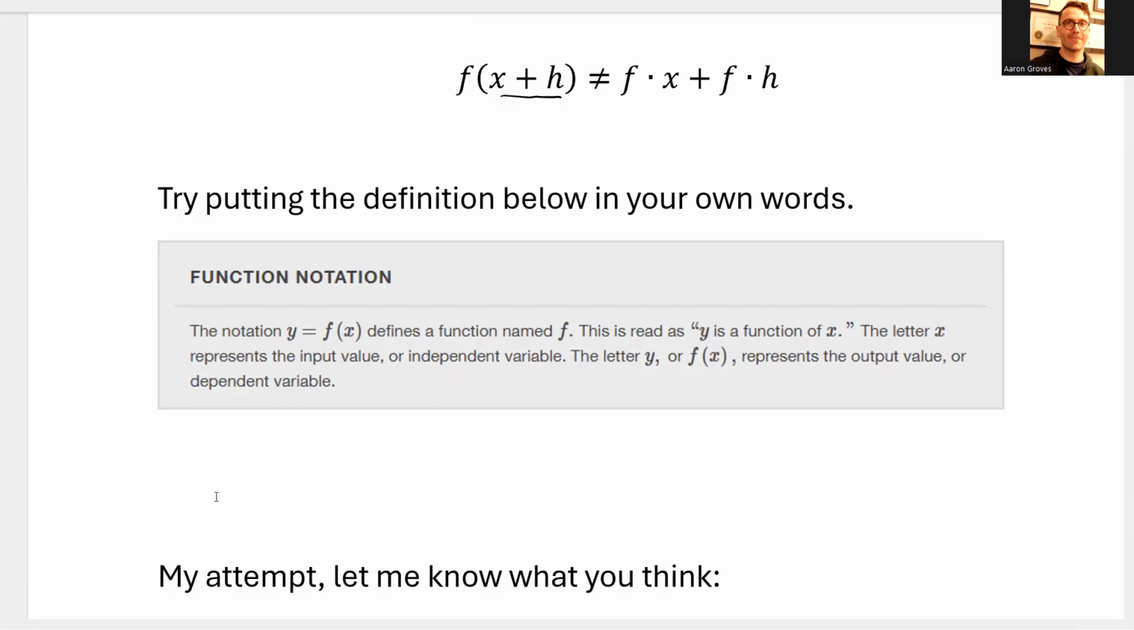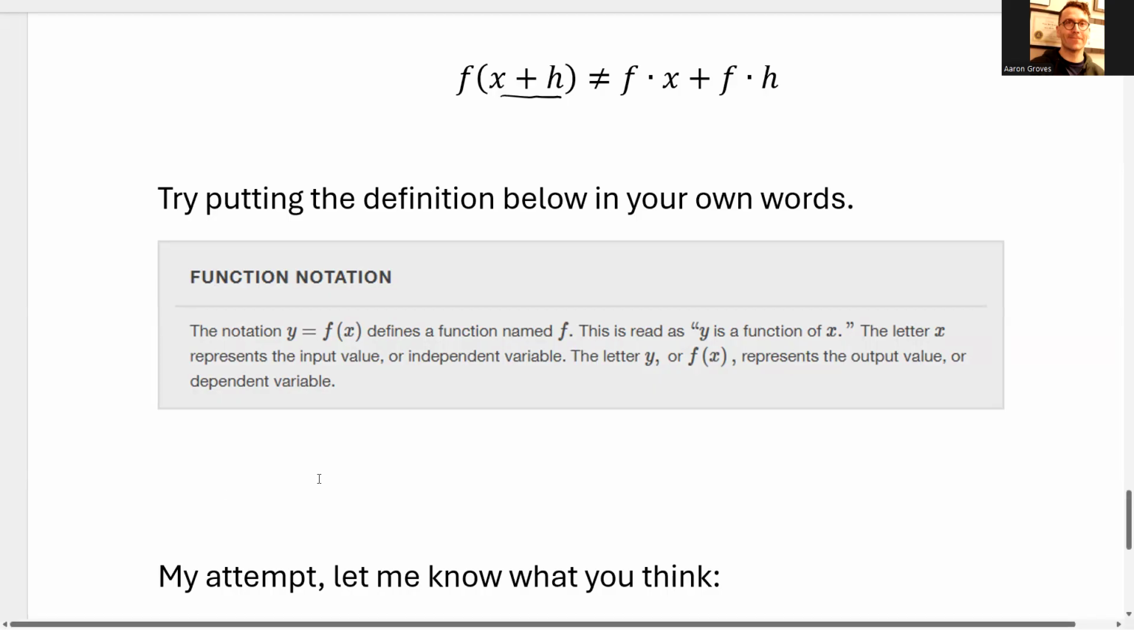So the formal definition of a function that I have is that the notation y equaling f of x defines a function named f. This is read as y is a function of x. The letter x represents the input value or independent variable, like we were saying. The letter y or f of x, right? That's something new we're learning, represents the output value or dependent variable. So y and f of x can be kind of used interchangeably.